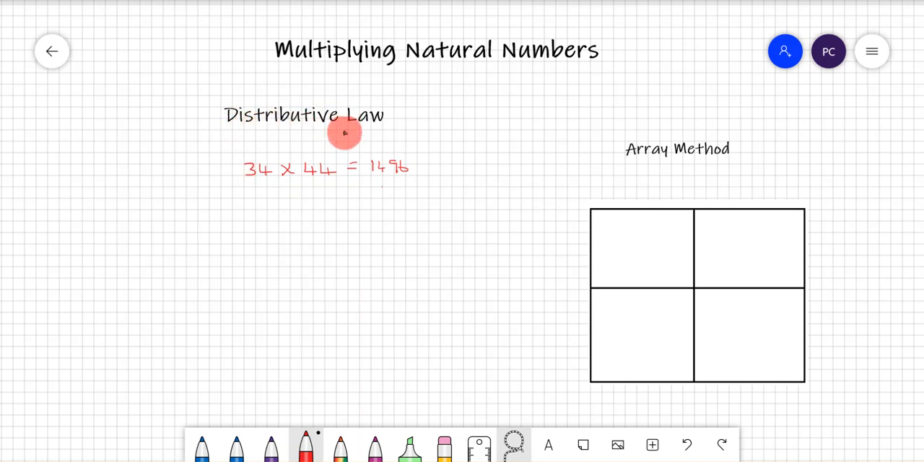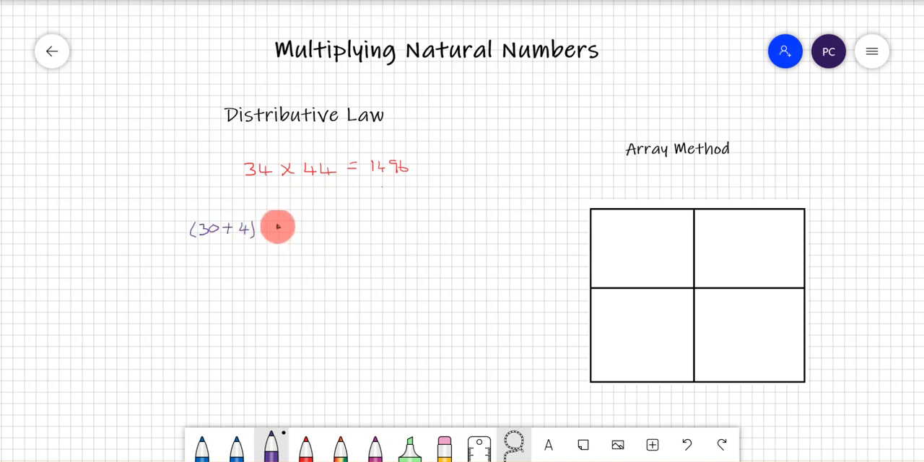We can use this property, which is known as the distributive law. If we have two numbers that we want to multiply by each other, we can break them down into tens and units. For example, 34 has 30 tens plus 4 units, so we can make a group of it like that.